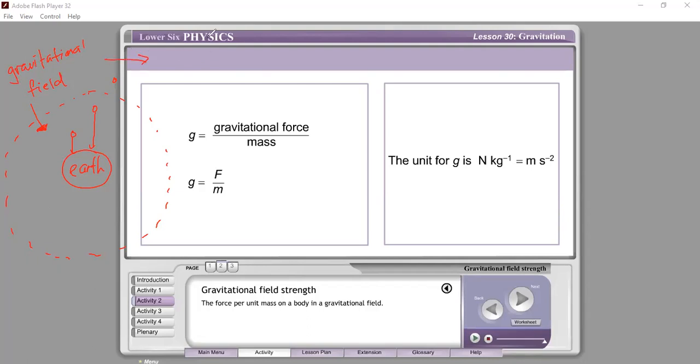What is meant by gravitational field? That is a region where an object experiences gravitational force or gravitational pull. Let's say the Earth can pull any object inside the gravitational field, right? So let's say you are 50 kg or 60 kg. The Earth pulls an object of 60 kg.